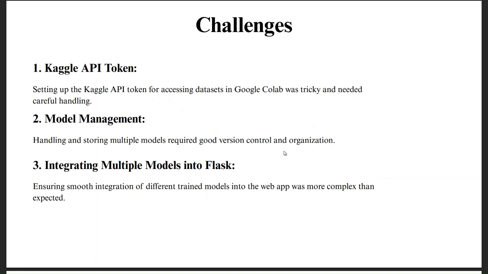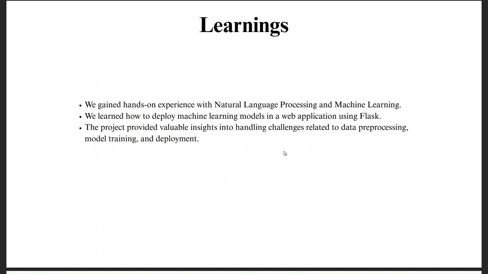The challenges we faced were, first, the Kaggle API token. Setting up the Kaggle API token for accessing the dataset in Google Colab was tricky and needed careful handling. Second, model management: handling and storing multiple models required good version control and organization. Third, integrating multiple models into Flask. Ensuring smooth integration of different trained models into the web app was more complex than expected.